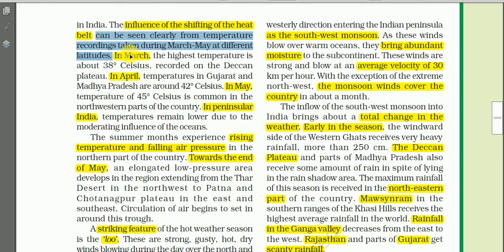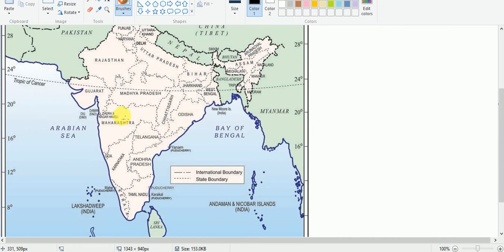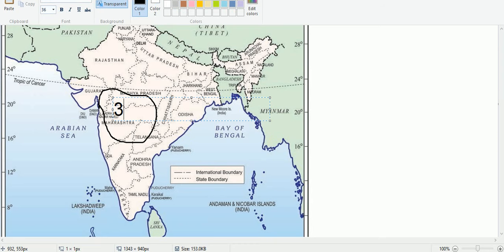So let us see. In March, the highest temperature is about 38 degrees Celsius, recorded in the Deccan Plateau. See here, the Deccan Plateau is in this area, and the temperature in the month of March is 38 degrees Celsius.